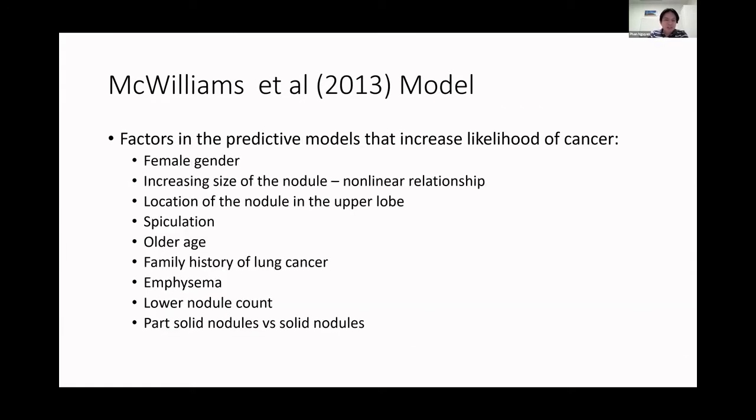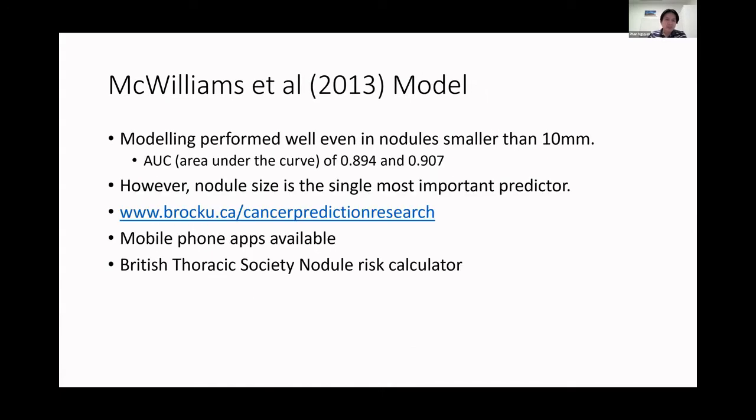So in the end, the model which was developed, and there are apps now that you can put these details into. It's also found on UpToDate and also the BTS. But female gender increases your risk, the size of the nodule, the location, speculation, age, family history, emphysema, nodule count, and the nodule type. So these models are well established, and there are websites that you can use to put nodule risk into. So I sometimes use this when I have a new patient with a nodule, and it does help with giving them a risk prediction when you try to counsel them about what the best management plan is.